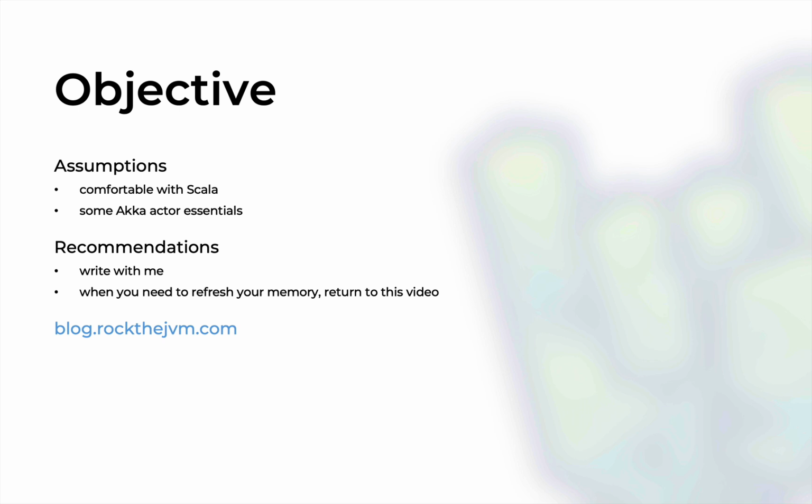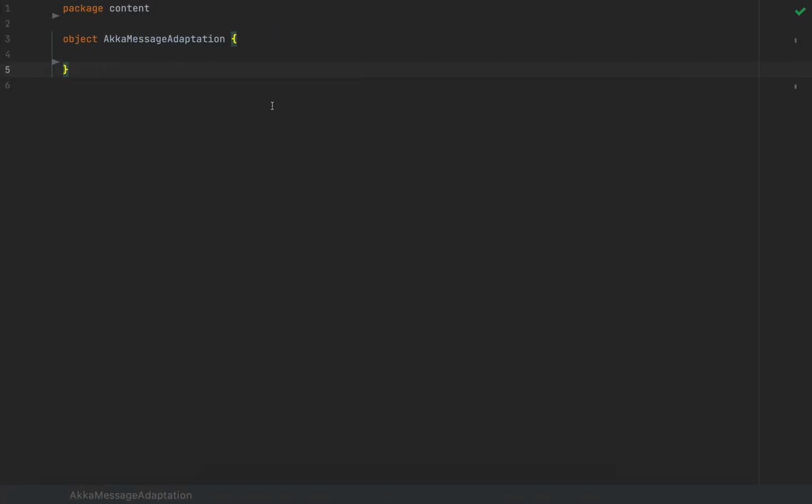That said, I'm going to recommend that you code with me, as always, and whenever you need to refresh your memory about these concepts, just refer back to this video or to the written form at the blog with the link in the description. Alright, so with that being said, let's get back to our code. I have an object here that I called Akka message adaptation, and I'm going to add a main method because we're going to test something at the end.